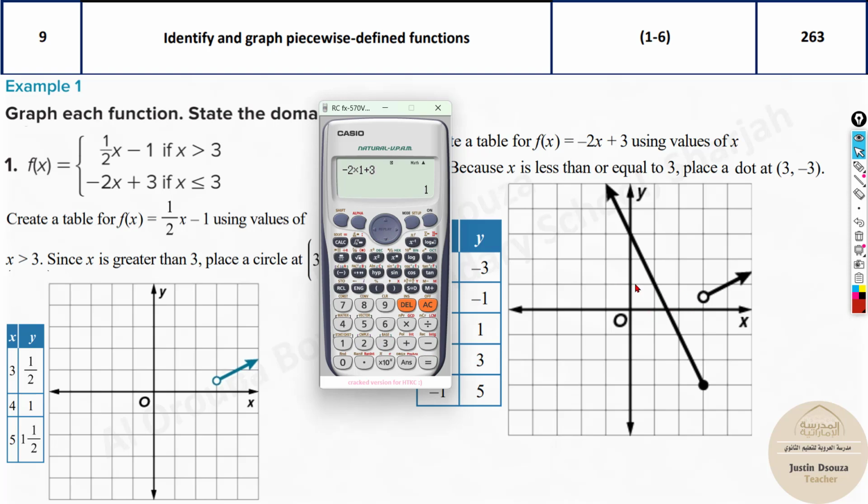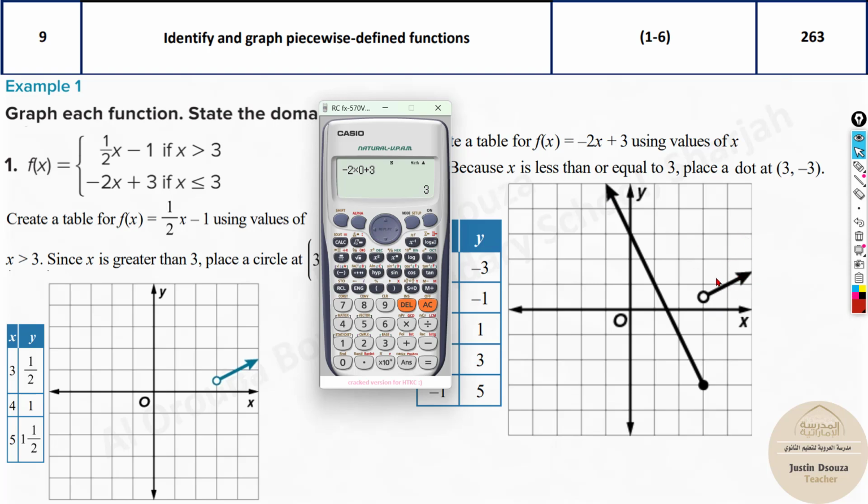At x equals 1, y is 1. Yes, correct. Choose another point. Say 0. Substitute instead of x as 0, it's 3. Is it correct? Yes. That means this graph is correct. There might be 2 options with the same graph, but this graph might vary. So you need to choose the correct answer.